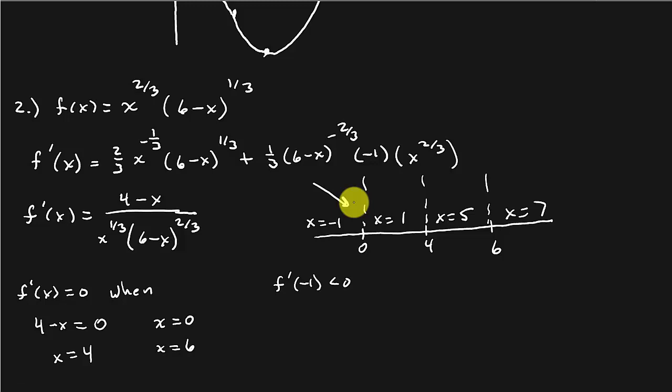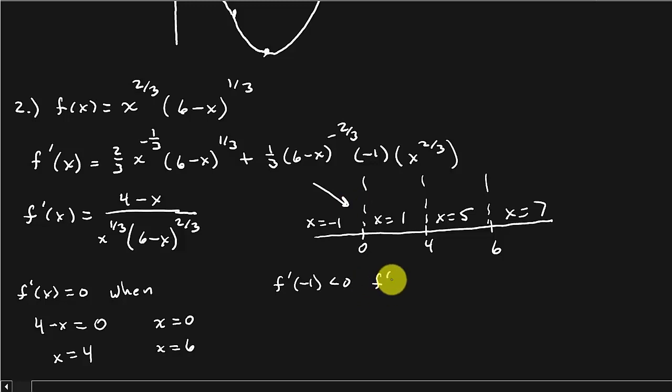Now let's look at f prime of 1. So if I plug the 1 in, positive, positive, positive, that's positive. So that's increasing. And then if I do f prime of 5, that's negative, positive, positive. So that's negative. So that's less than 0. And then f prime of 7, negative, positive, positive. So that's positive. So that's decreasing.